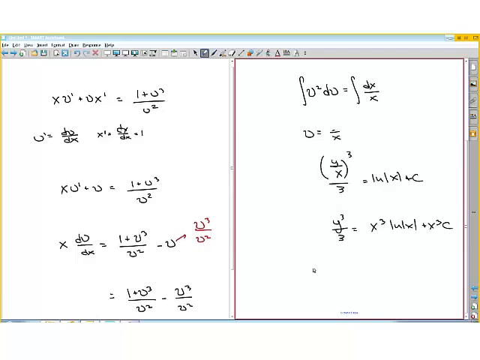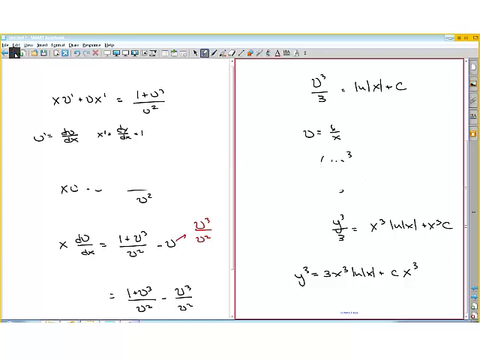Yeah, so I'll multiply both sides by 3, and I get y cubed is equal to 3x cubed natural log of the absolute value of x plus, well, 3 times c is just, we can just call that c. So we have c times x cubed. And that's the correct answer. So that's one way of doing it.